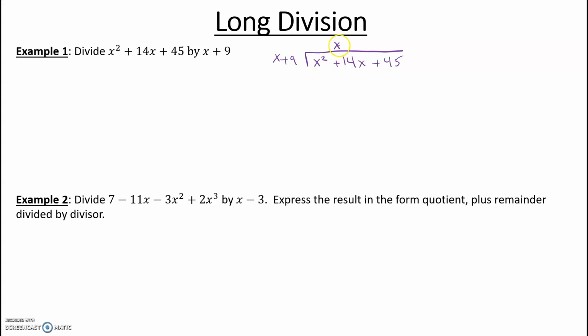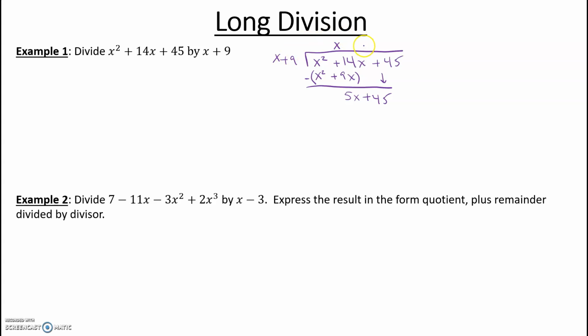Now we're going to go ahead and distribute that. X times x gets me x squared. And x times 9 gets me 9x. Good. So we distributed it. Now we're going to subtract and see what we're left with. So x squared minus x squared leaves me with nothing. 14x minus 9x leaves me with 5x. Drop down what you're left with. So we have a plus 45 on the end. And then you get to do it all again.